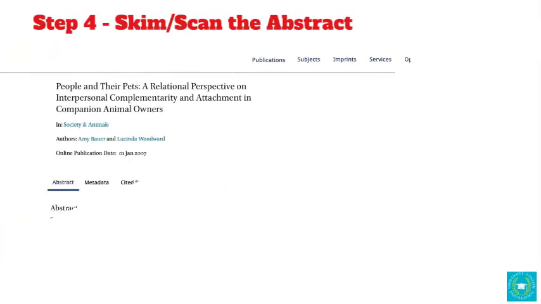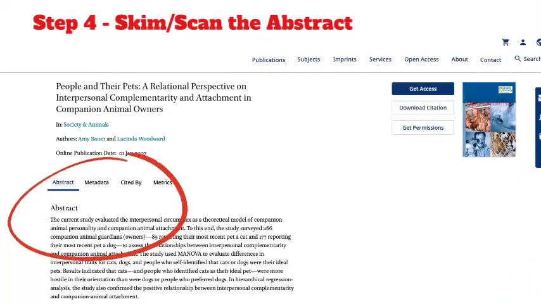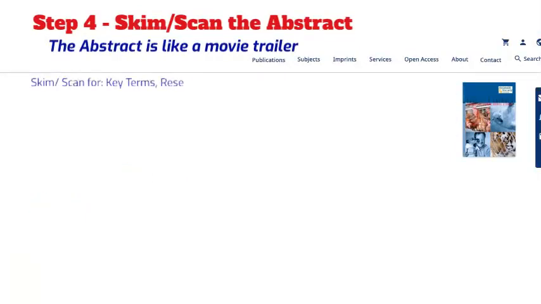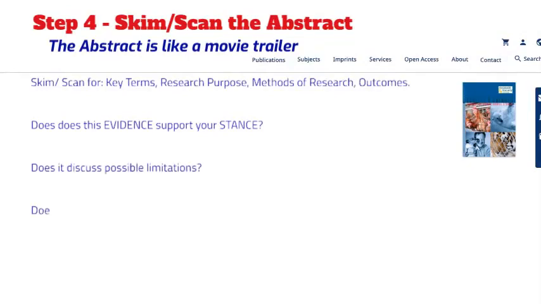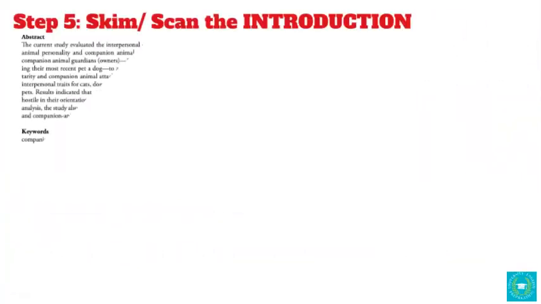An abstract is like a movie trailer for the article. It summarizes all the important points of the whole article, like what the researchers were trying to prove and what the results of the research were. This is where we start to annotate and highlight important points as we skim and scan the information. If this preview looks helpful, then go to the introduction.